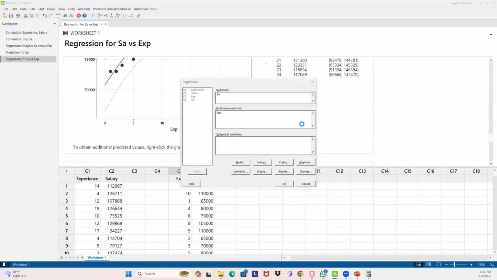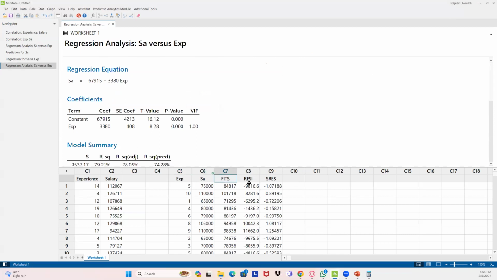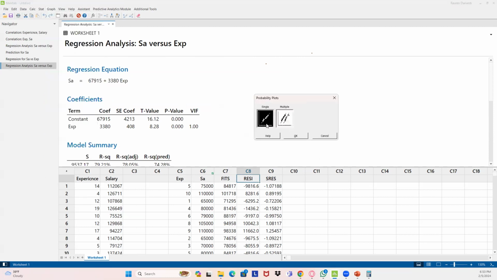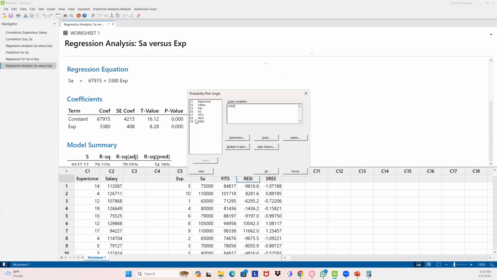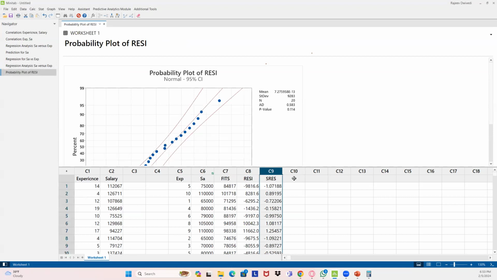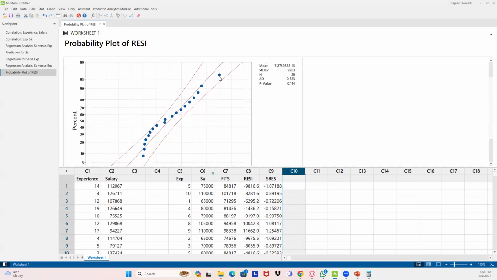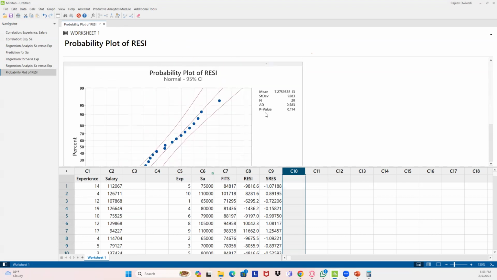So basically residual or error. This is the fit value, this is the residual, this is the standardized residual. Let me show you whether it is normally distributed or not. I go here, under Graph we have Probability Plot, and we have Single, and we have Residual. Now you can see whether it's normally distributed or not. This is the probability plot of residual, and you can see the p-value is greater than the alpha value.